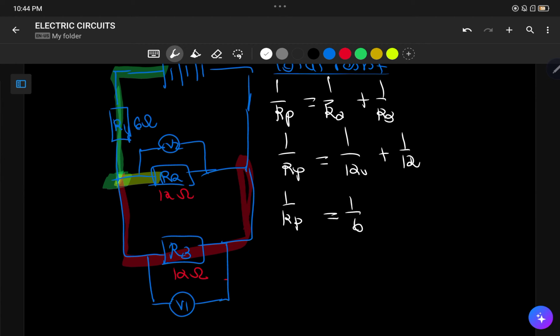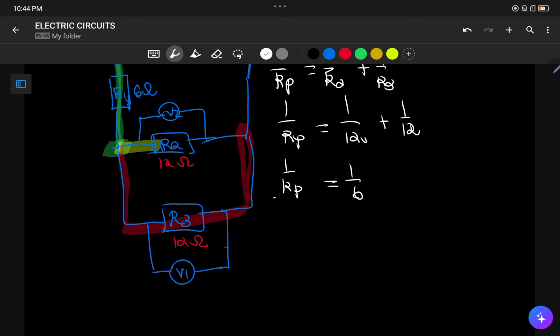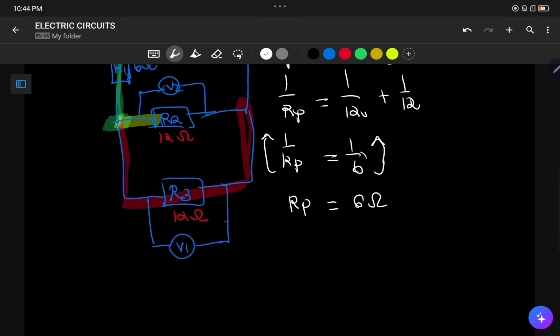Because what you're looking for is R parallel, not 1 divided by R parallel, you take what is at the bottom and give it to the top, and take what is at the top and take it to the bottom. So RP is equal to 6, because you've taken the 6 and put it on top, and you've taken the 1 and put it at the bottom. That means the R parallel will be 6 ohms. The total resistance of these resistors that are parallel to one another, the R parallel, is 6 ohms.